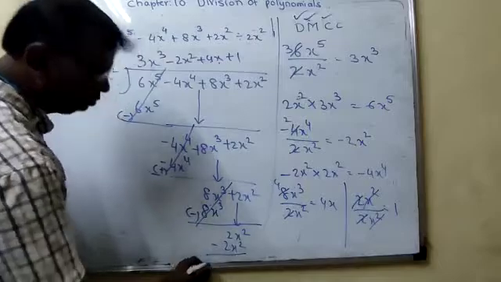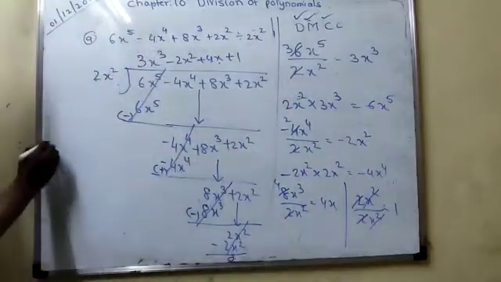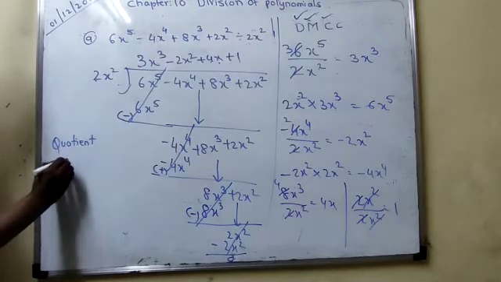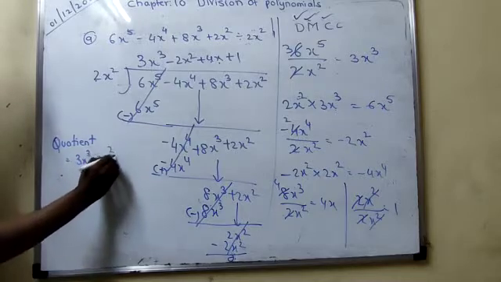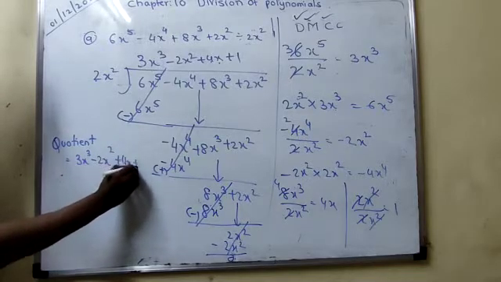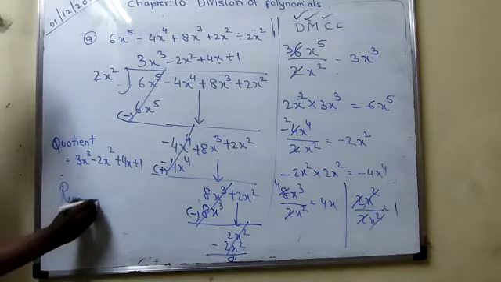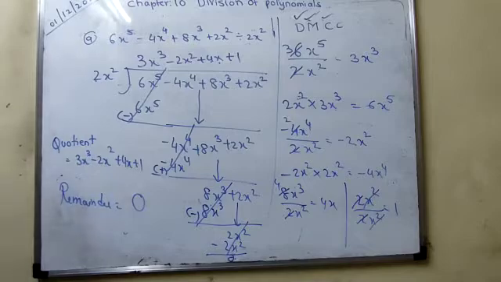Minus. Then cancellation. What is the answer? 0. So what is the question now? The question is, write 3x cube minus 2x square plus 4x plus 1. What is the remainder? Nothing is there. So we write what is there? It is 0. Okay, it's a lengthy sum. Okay, come to the next question.